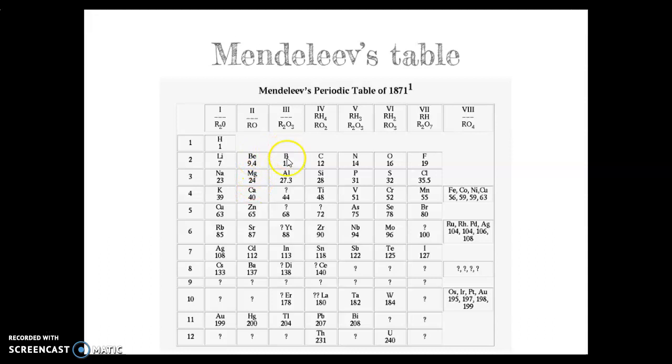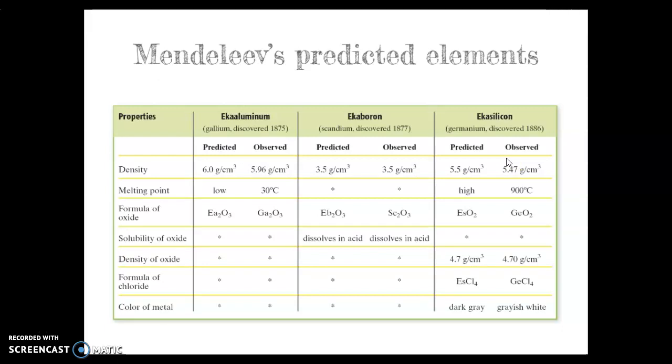And then he had column 3 where they form a +3 charge, or they form this ratio when they bond to oxygen. And then you had boron, aluminum, and then he had elements there that were not yet discovered. He had Eka aluminum, right? That's this guy right here, and he's a key element in the success of Mendeleev's periodic table. And so he had Eka aluminum, Eka boron, and Eka silicon. They were elements that he had predicted would exist that were not yet discovered. Eka aluminum is gallium, Eka boron is scandium, and Eka silicon is germanium.